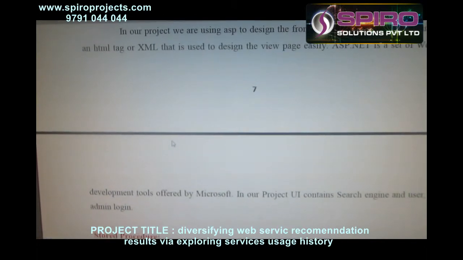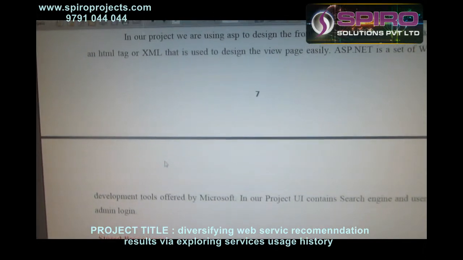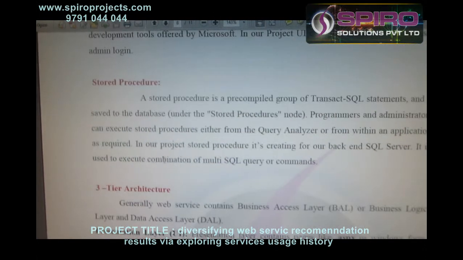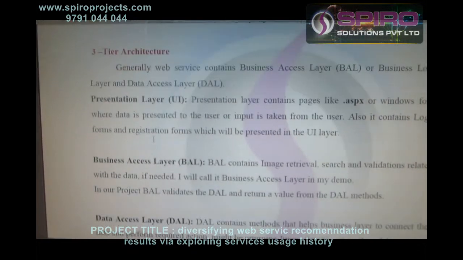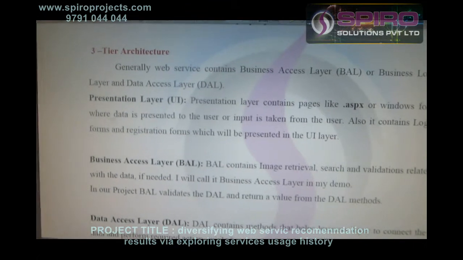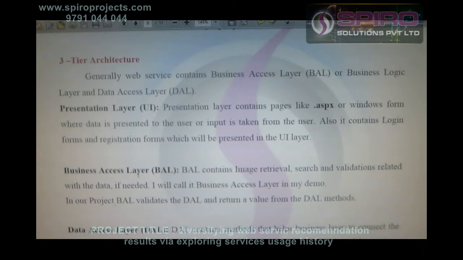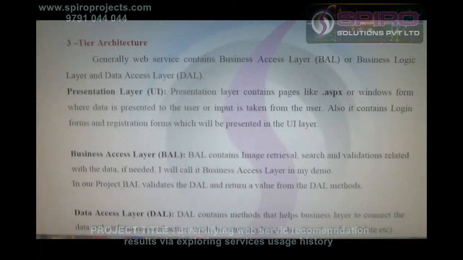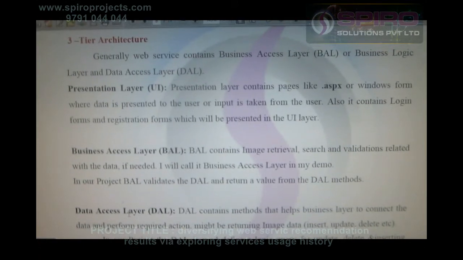In our project, the user interface contains a search engine and user login. We have already discussed the stored procedures and three-tier architecture. The three tiers are categorized into three types: presentation, business, and data access. In the business access layer, we define the methods, and the data access layer is used to retrieve the results from the database.